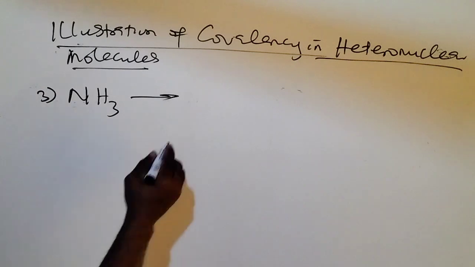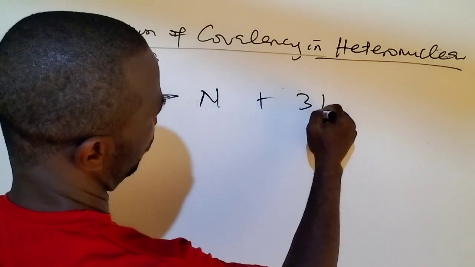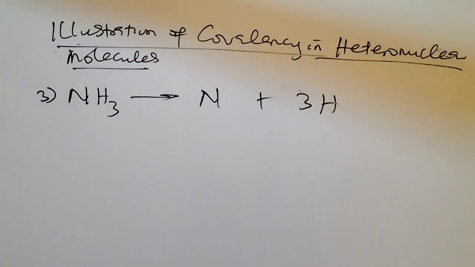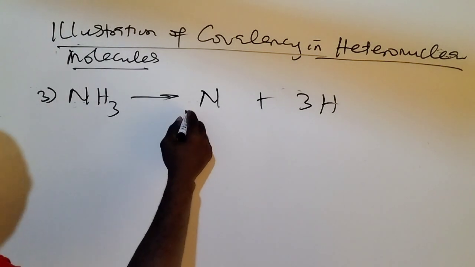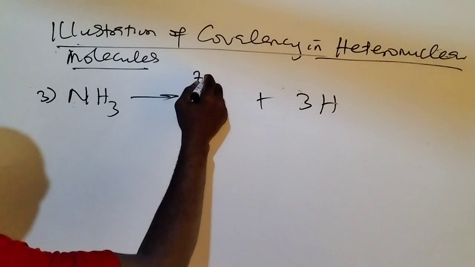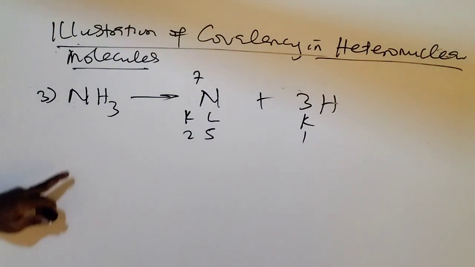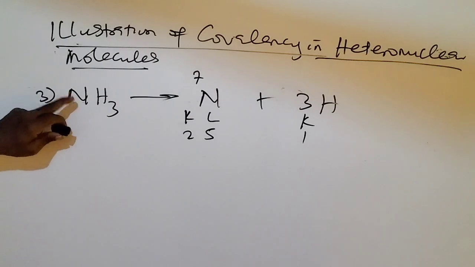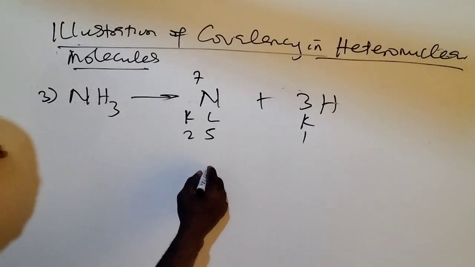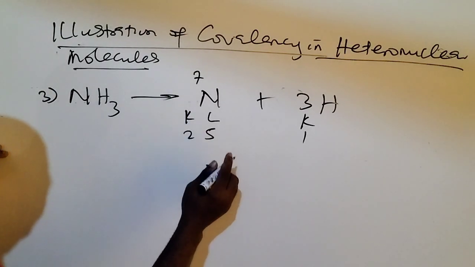You see, I have N plus 3H. If I write the electronic configuration of ammonia, nitrogen's atomic number is 7, so it is 2, 5. Hydrogen is 1. The central atom is nitrogen, the element that has only 1 atom in the compound. So I put nitrogen at the center and draw the Lewis structure.